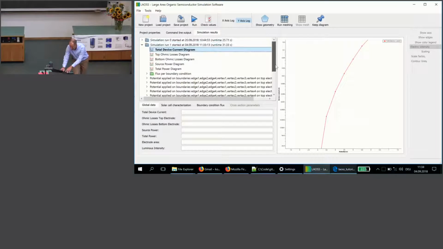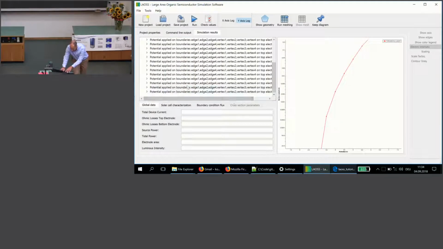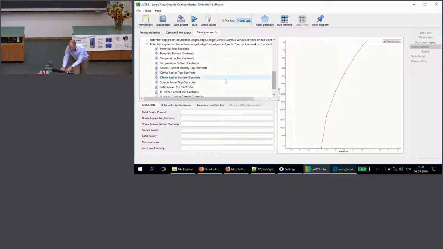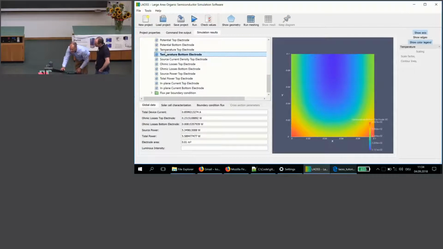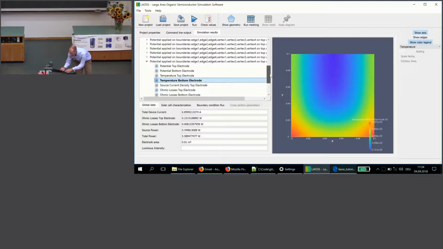And then we can also look at the temperature. For each applied potential, we can visualize not only the electrical potential, but also the temperature. So this would be an example of the temperature. It's 356 Kelvin, a quite strong increase of temperature at the edges, at the bottom left and bottom right edges of the OLED. That's also where we have most current being collected, most likely.